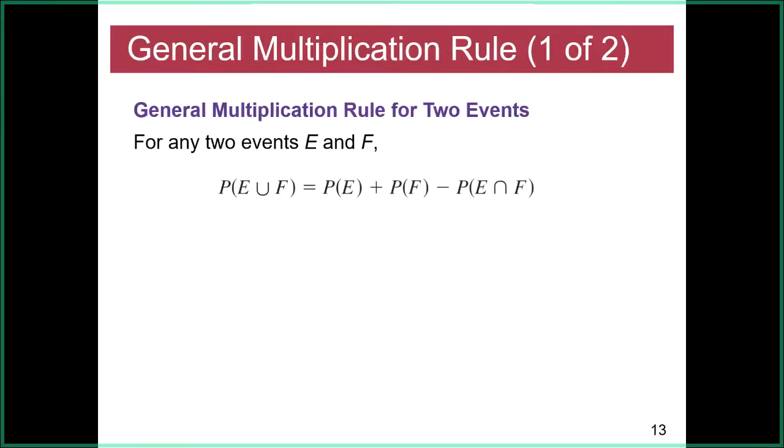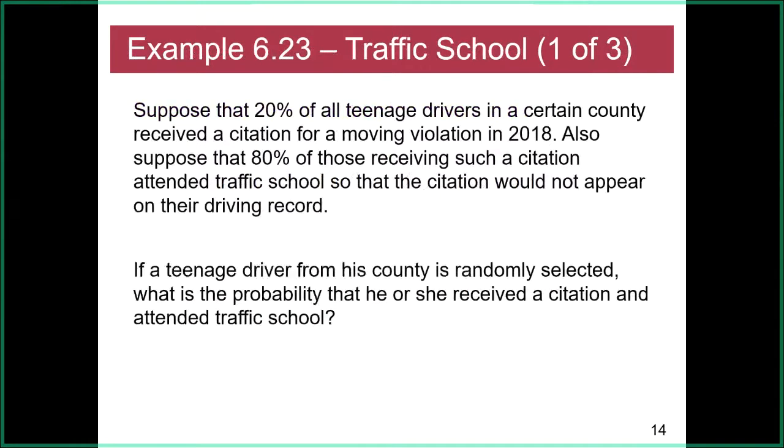Multiplication rule for an intersection of events. So the probability that both E and F occur. Or sorry, this was the addition rule, for the event that E or F occurs. So E or F is adding them together and subtracting out the probability that both occur. How do we find that probability that both occur if we're not given that? Well, we need to know whether they're independent or not.